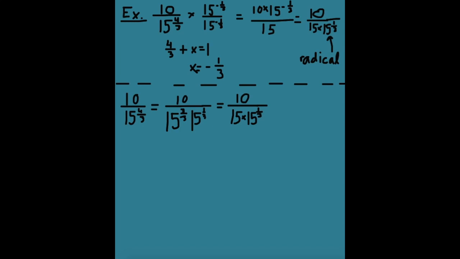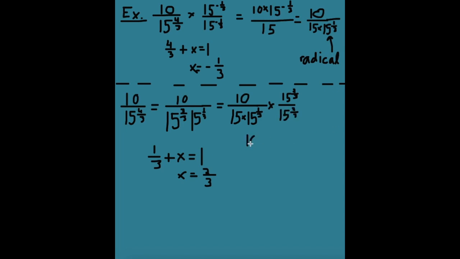Now, we are going to do the same thing we've been doing in this video. 1 over 3, which is an exponent in the denominator, plus x equals 1. And when you subtract by 1 over 3 on both sides, you get x equals 2 over 3. So we multiply the numerator and denominator by 15 to the 2 over 3 power.